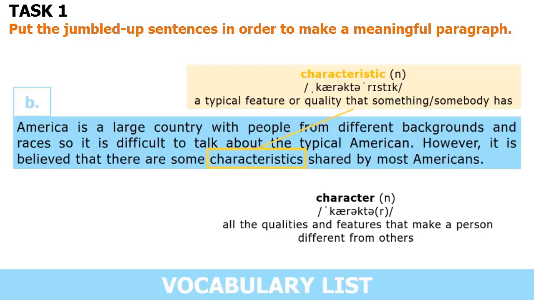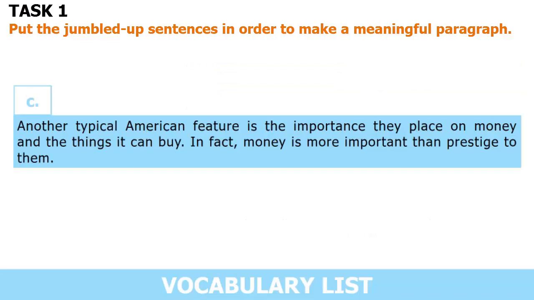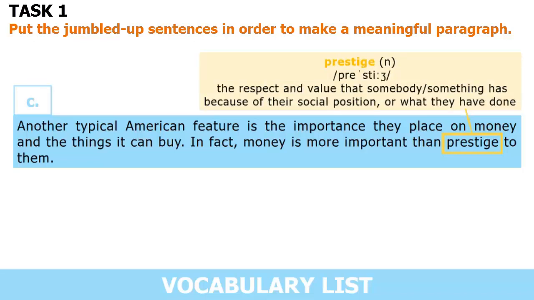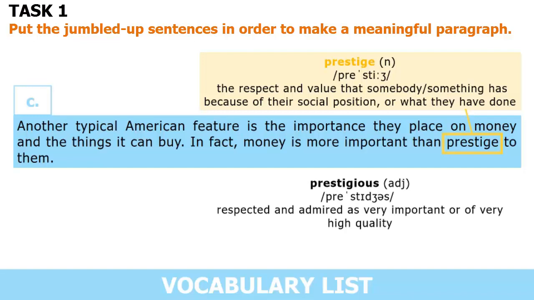In part C, look at the word prestige. It is a noun, which means the respect and value that somebody or something has because of their social position or what they have done. What is the Vietnamese meaning? Yeah, thánh thể. From prestige is adjective. Prestigious means respected and admired as very important or of very high quality. The Vietnamese meaning is có uy tín, có thánh thể.